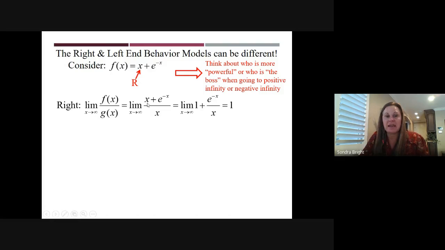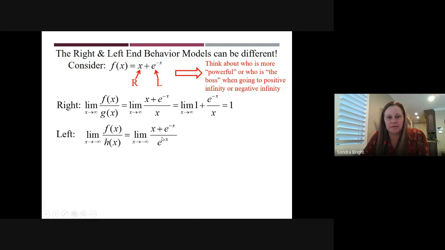Now my claim was also that e to the negative x is the left end behavior model. So on the left, remember when we're showing left, I'm going to take the limit as x goes to negative infinity. And I wrote it as f of x over h of x this time because it's a different function. And I'm claiming now my h of x is going to be e to the negative x. So f of x is the whole thing. So I write the limit as x goes to negative infinity of x plus e to the negative x over e to the negative x.